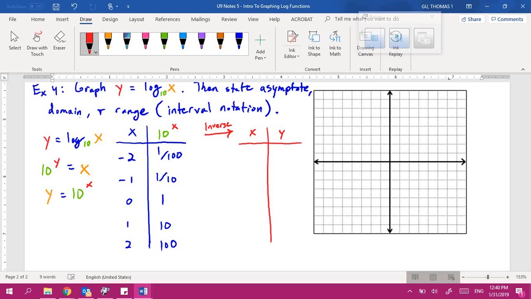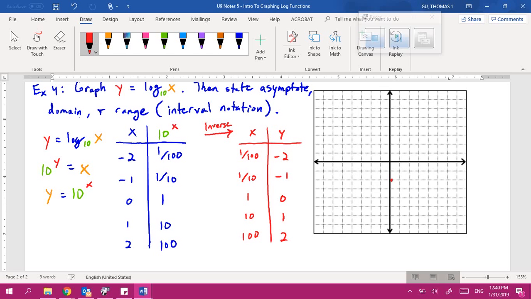X and the y. So what are my new x values? 1 over 100? 1 over 10? 1, 10, and 100. And what are my new y values? Right. Okay, so sometimes, you won't be able to graph all the points. That's okay. Like 1 over 100, that's really close to the y-axis. Negative 2, so just put your point somewhere right there.